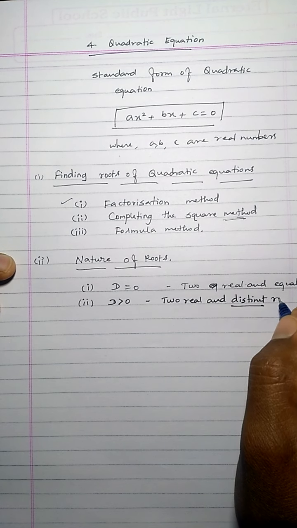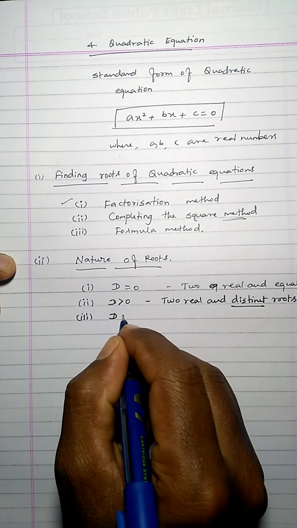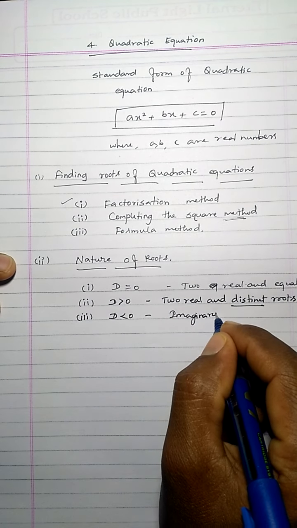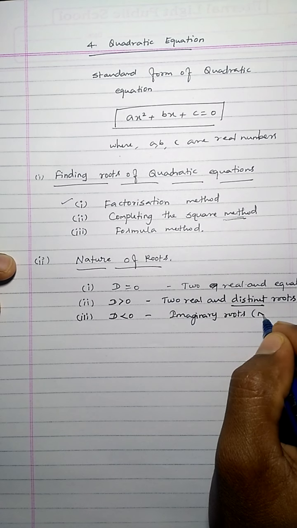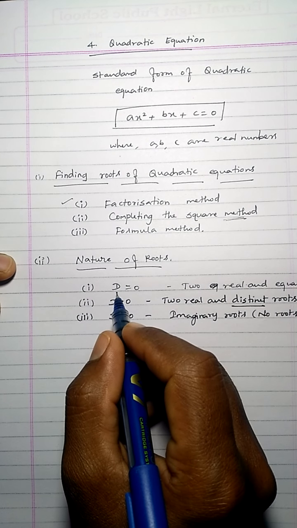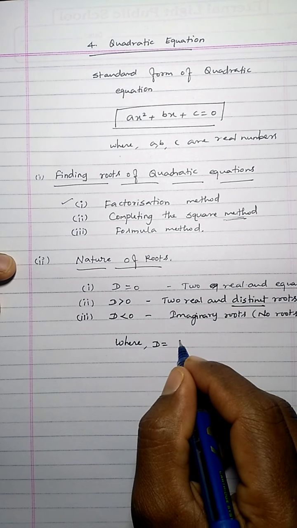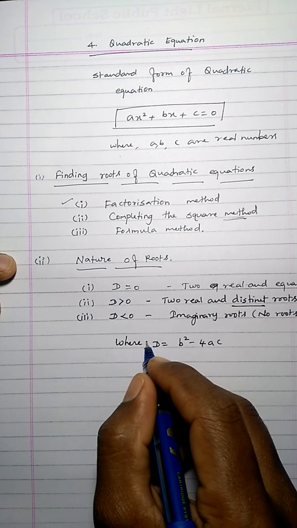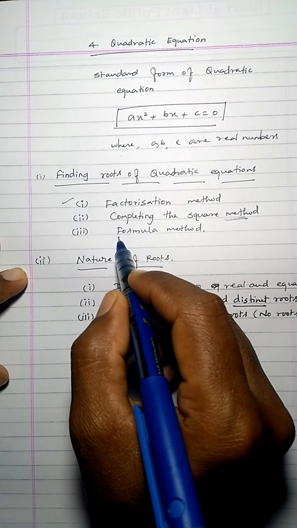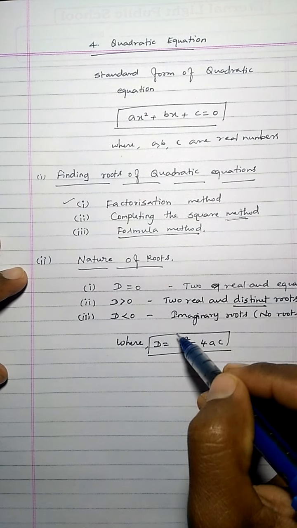And third one we have d less than 0, imaginary roots. Imaginary roots means no real roots. Here you can ask what is meant by d. Here d equal to b square minus 4ac. D means discriminant. You will learn this discriminant in the formula method. After the formula method, when we go to the nature of roots, there you will understand all this.